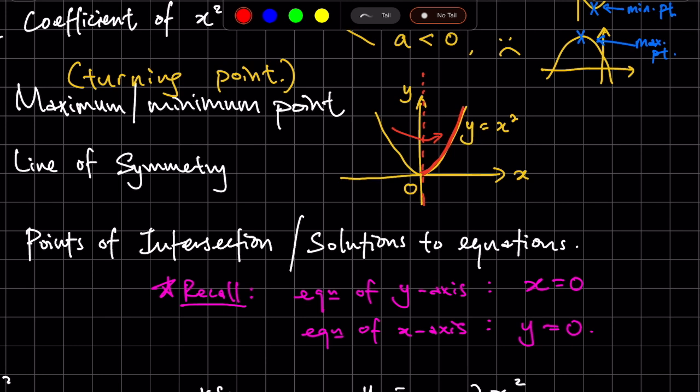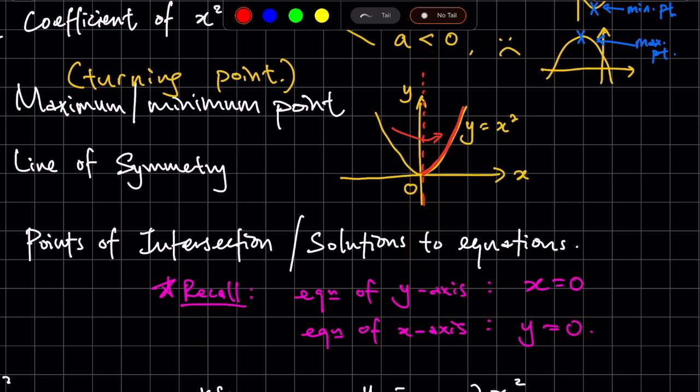Not usually, but for O level and N level, we only talk about quadratic curves that go up and down. We don't look at quadratic curves that go left and right. You haven't seen that before. So when it's up and down, like a smiley face or sad face, you can only fold left to right. So your line of symmetry is going to be vertical.